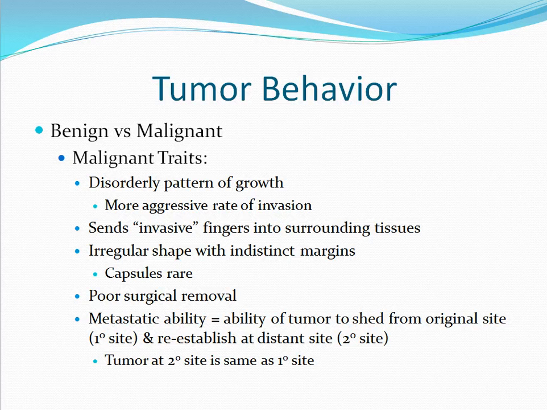Metastatic ability is the ability of the tumor cells to shed from the original site, known as the primary site, and reestablish themselves at a distant site called the secondary site. The tumor tissue that develops at the secondary site is histologically the same as the primary site and not that of the secondary site.